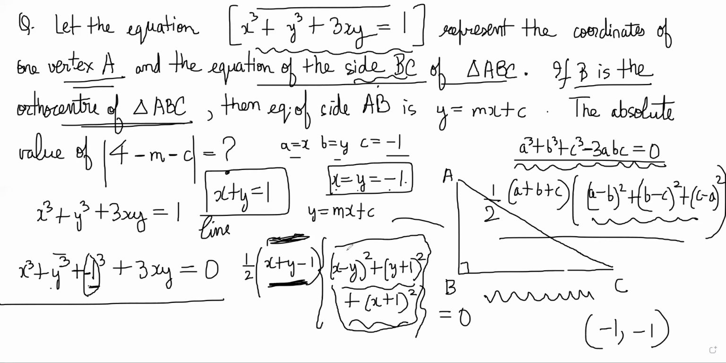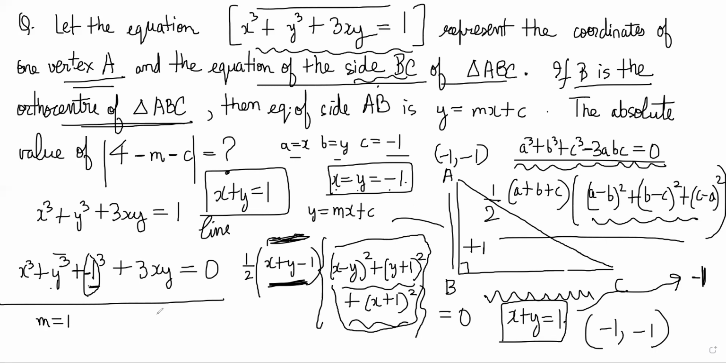Correct. So the point A is coming as minus 1 comma minus 1. And the line is coming as x plus y is equal to 1, right? That's a line. So the slope of this line is minus 1, so the slope of AB must be plus 1. So the M value must be plus 1, right?